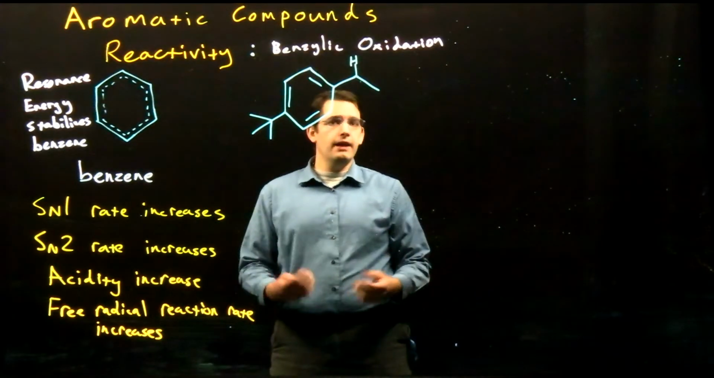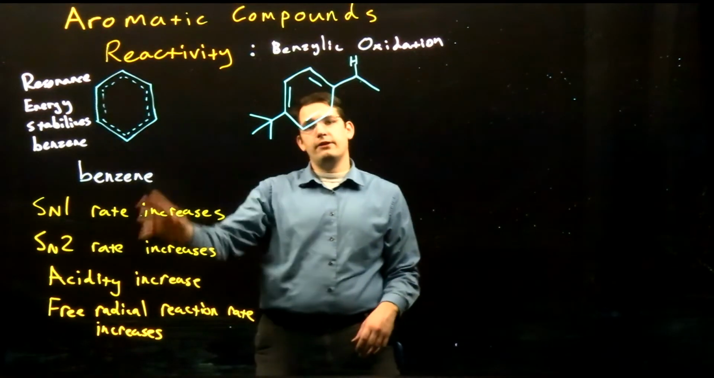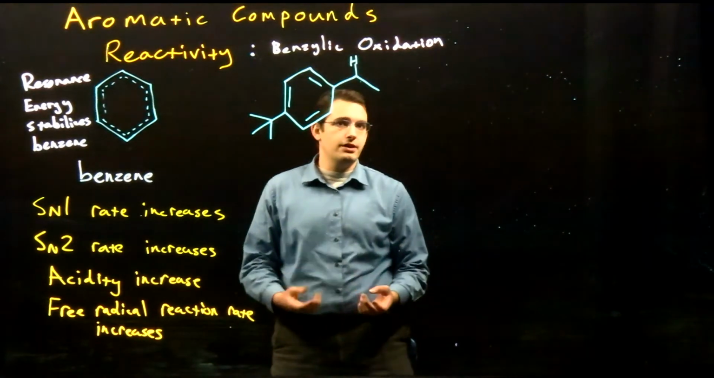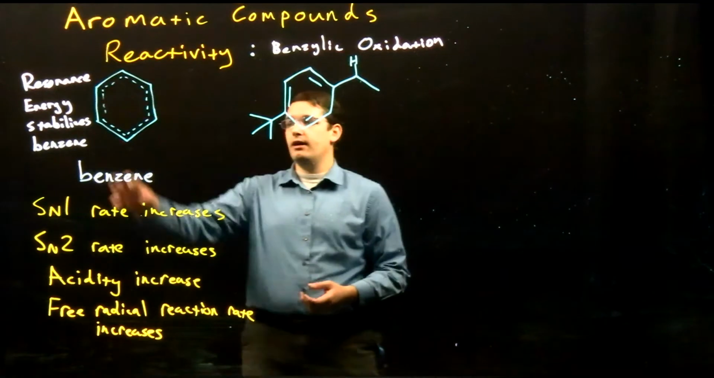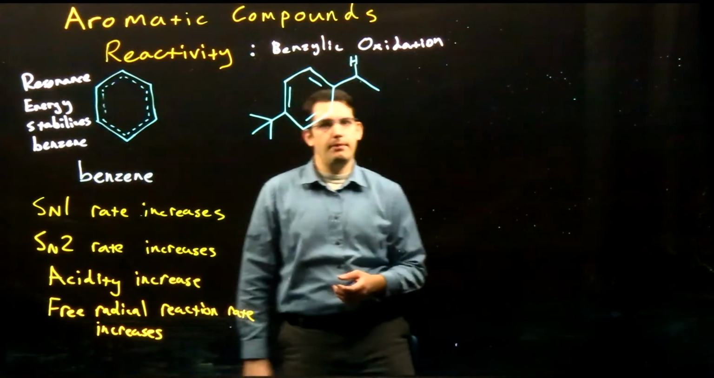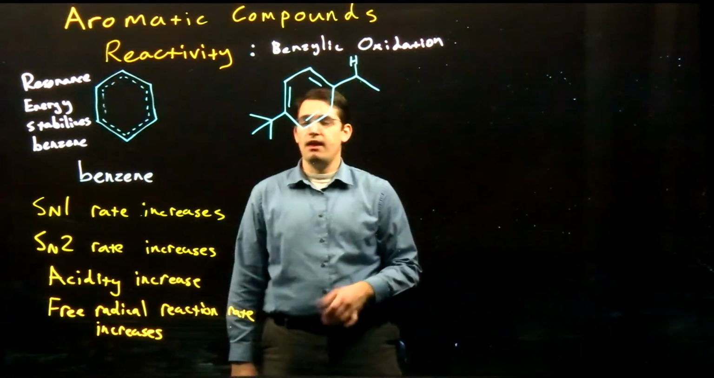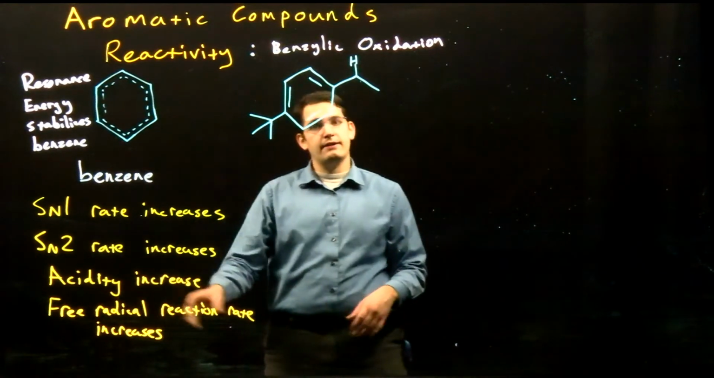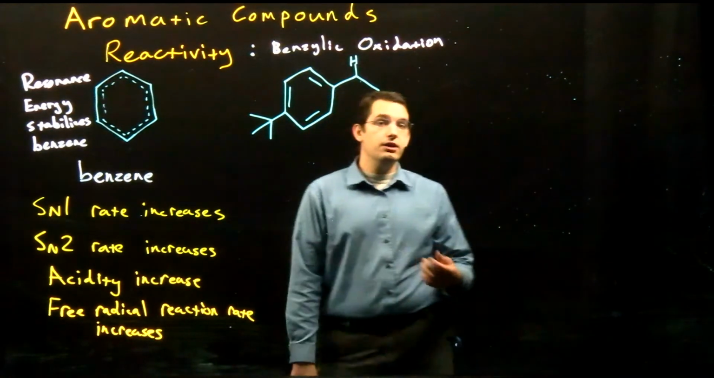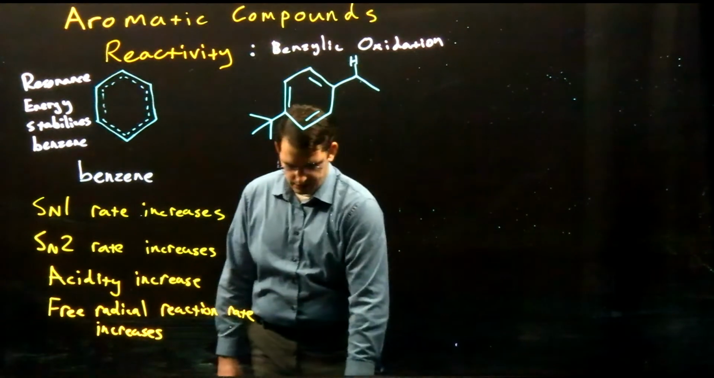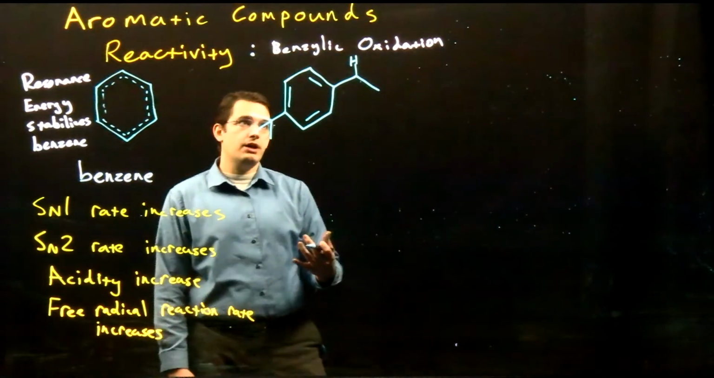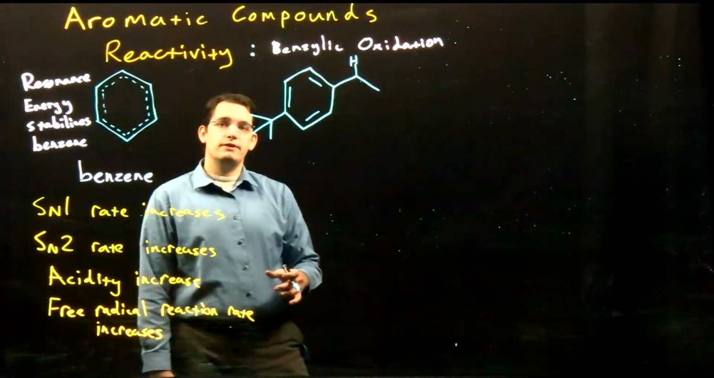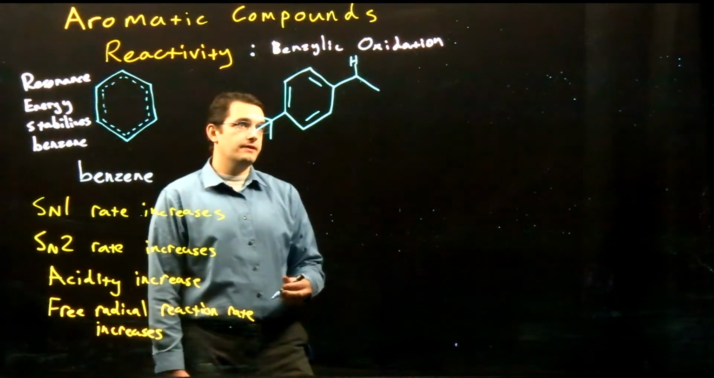So as we've seen, our benzene ring can affect the rates of a lot of our familiar reactions through that electron withdrawing or electron donating effect of our conjugated pi bonding system. Now, these same effects can also lead to some interesting new reactions as well. So we're going to quickly go over the benzylic oxidation reaction. So this reaction uses a free radical mechanism.